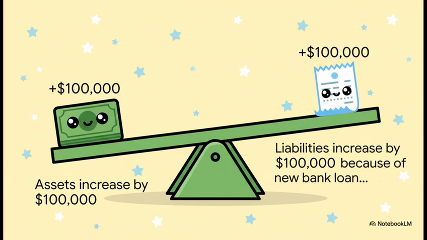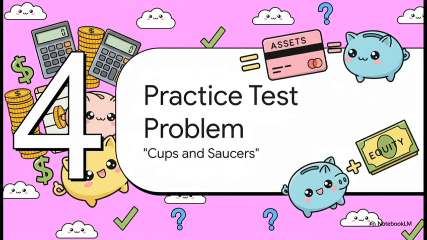That's a loan, which is a liability. So the liabilities part of the equation also goes up by $100K. And boom, just like that, it balances again. See how that works?